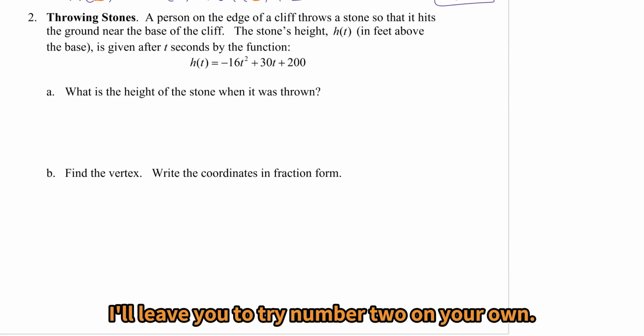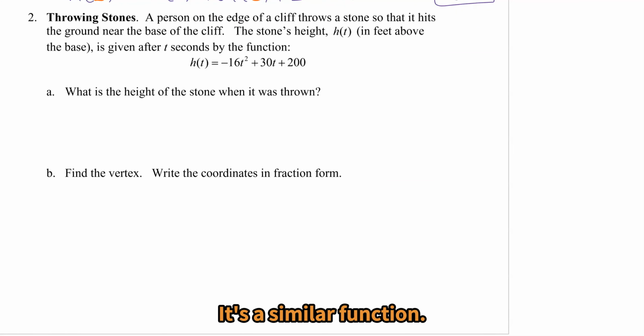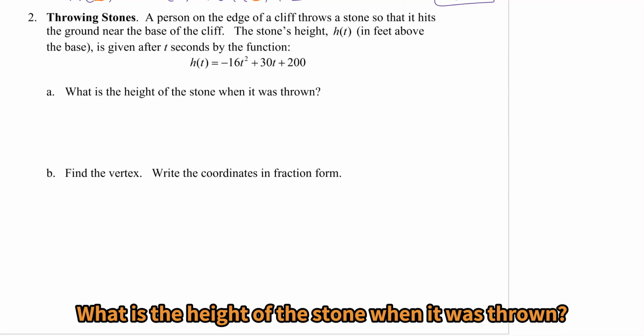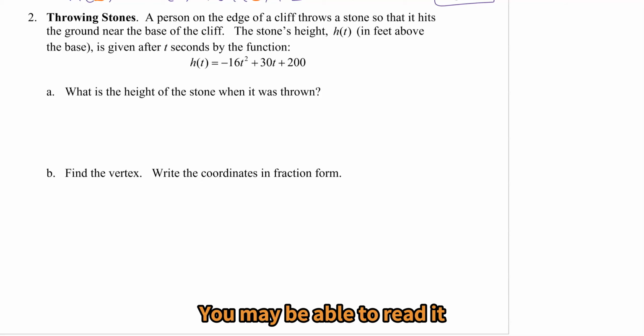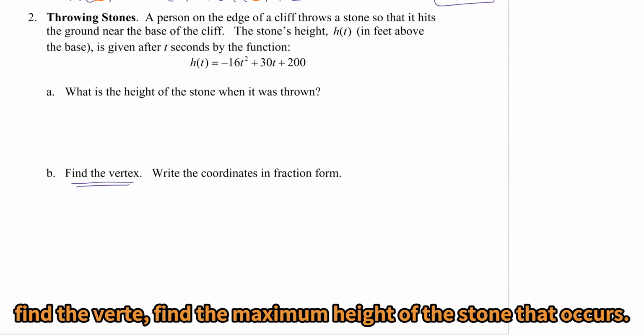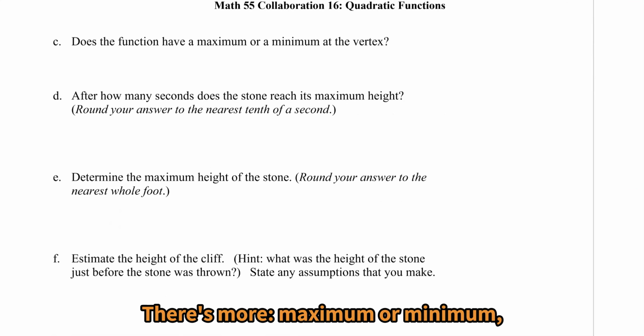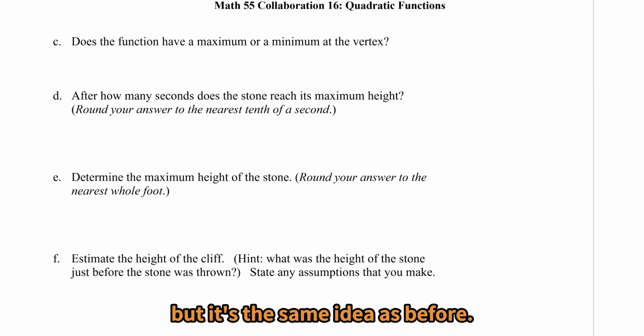I'll leave you to try number 2 on your own. It's a similar function. Notice negative 16 is showing up again. What is the height of the stone when it was thrown? You may be able to read it directly from the function itself, but make sure that you get a solid understanding of why the answer is what it is. And then the same idea: find the vertex, find the maximum height of the stone. And there's more. Maximum or minimum, how many seconds? This one's pretty long, but it's the same idea as before.